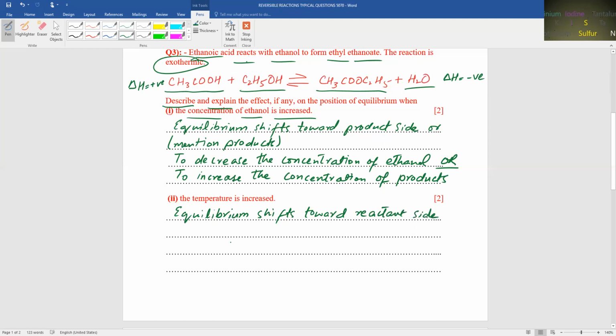For the reason, what will you write? Forward reaction is exothermic. Or you can write this one also. Backward reaction is endothermic.